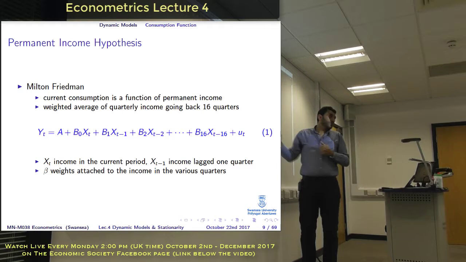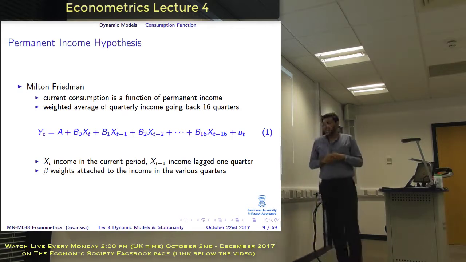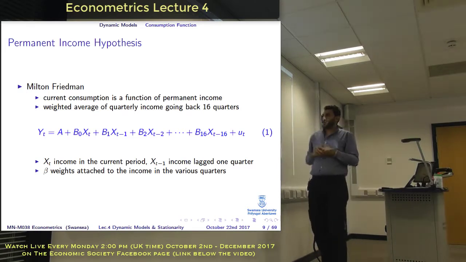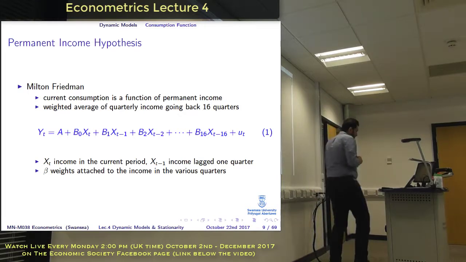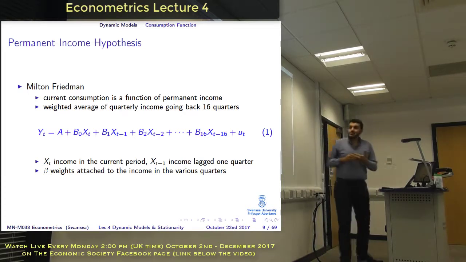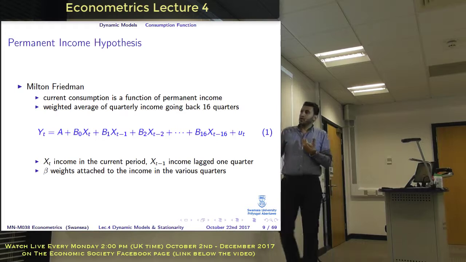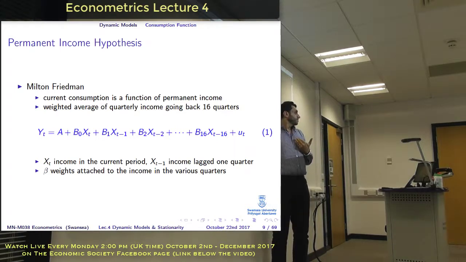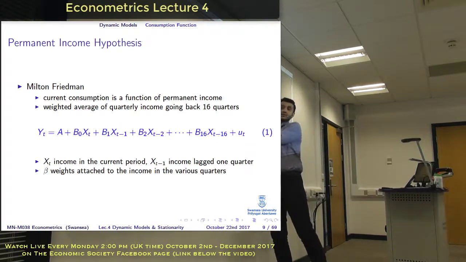And as I said, in this paper, they went back to 16 lagged quarters. This was quarterly data. So what we looked at so far is this part of the model. So we looked at this.